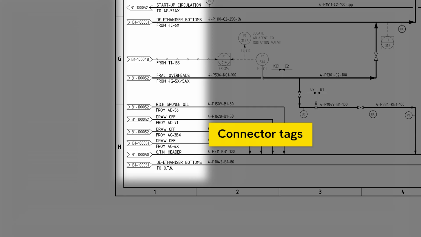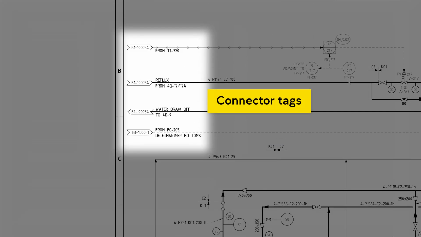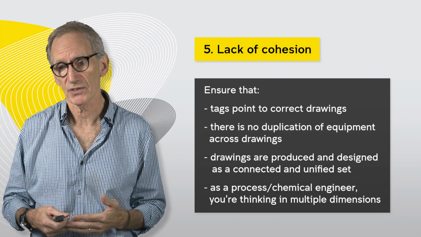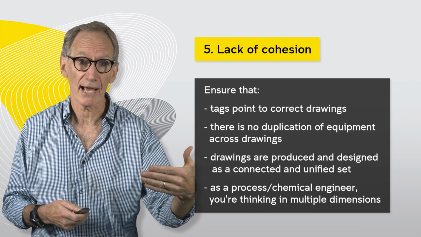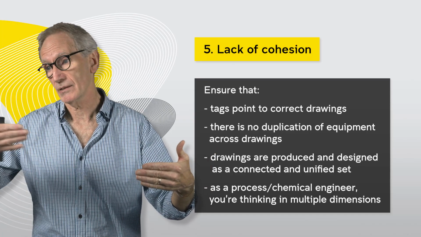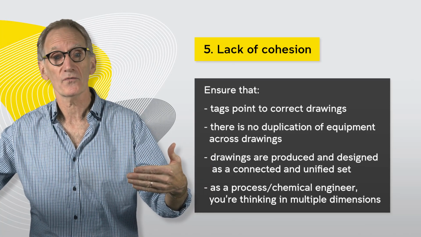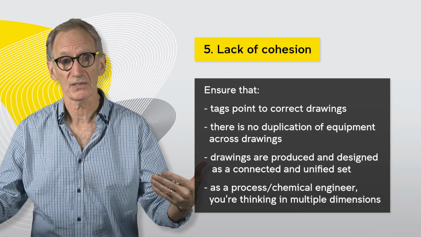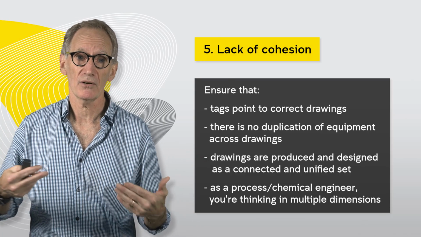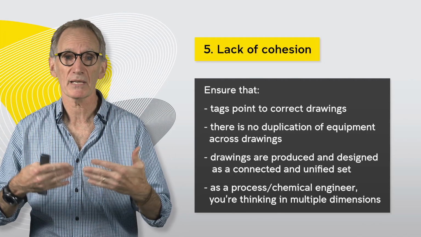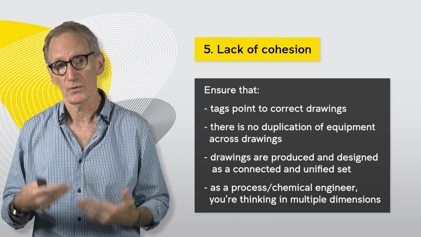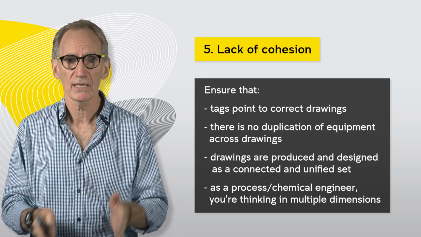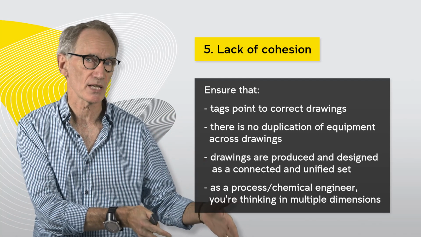It could be that we've got duplication of equipment on two drawings. So we have, say, a flow meter on the outlet of one drawing and another flow meter on the inlet of the next drawing. We've got two flow meters in parallel, which makes no sense. It just shows that there's been a lack of cohesion. We haven't tied these two drawings together. We haven't looked at them as a set. We've looked at them simply as one drawing and then another drawing, looked at them in isolation.